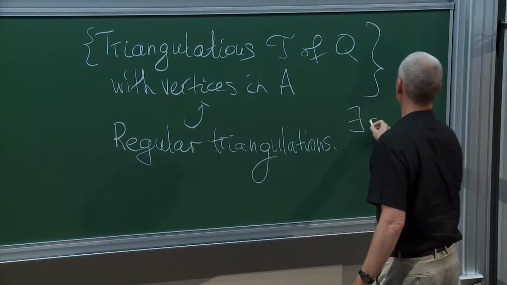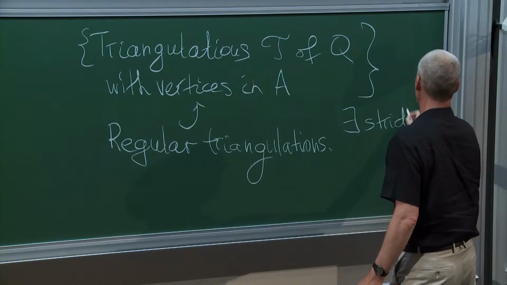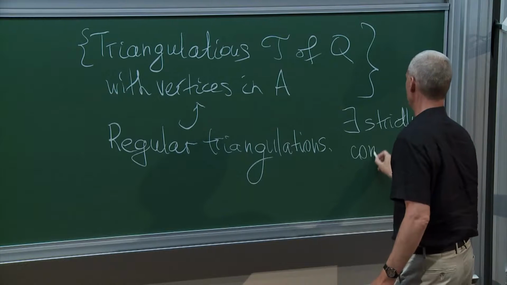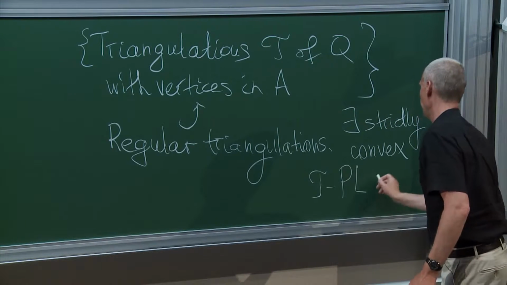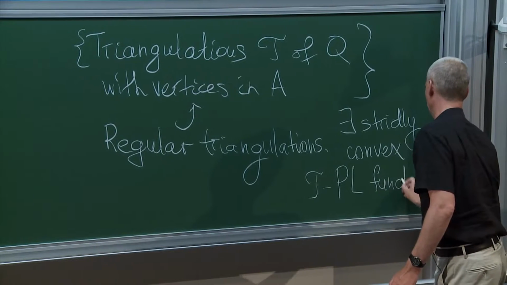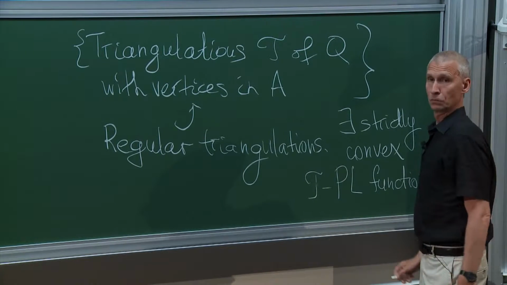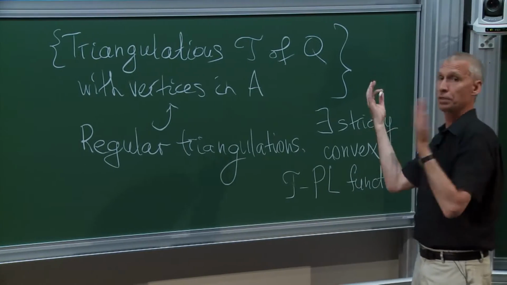Those exist, strictly convex piecewise linear functions on T. But you allow it to be constant on one face? Yes, it may be constant, it might be linear, so yes.